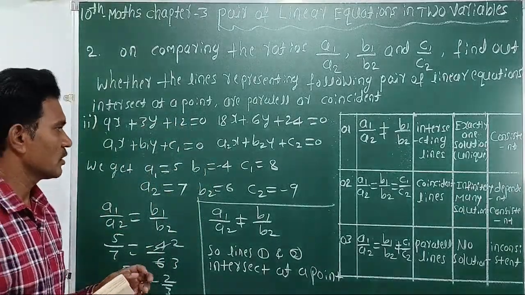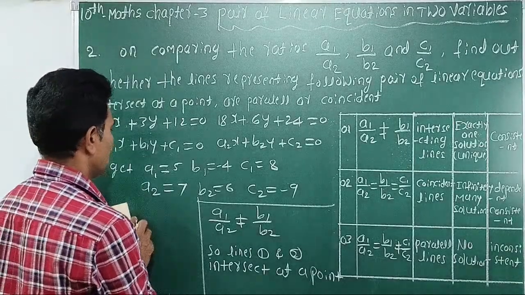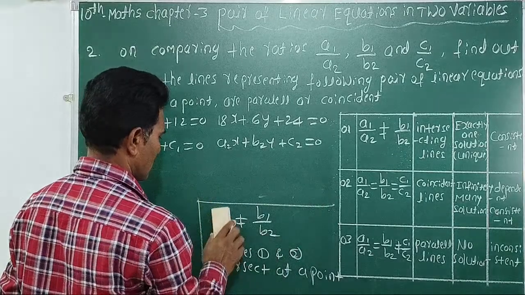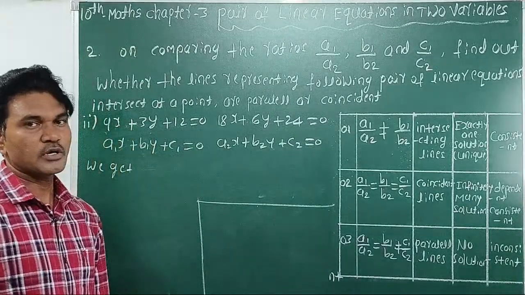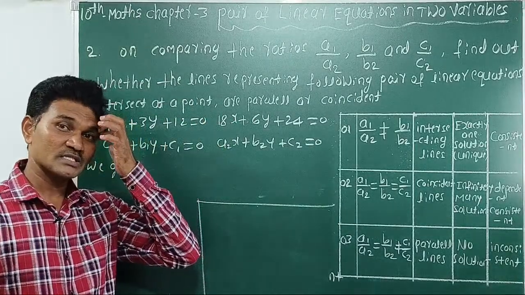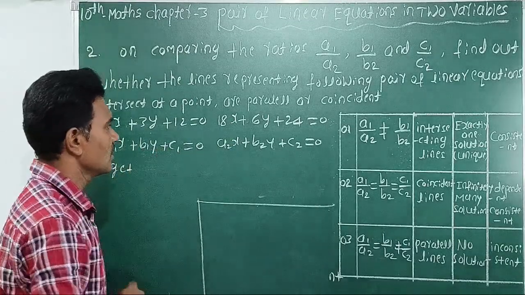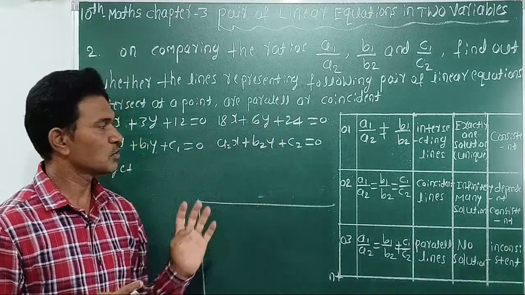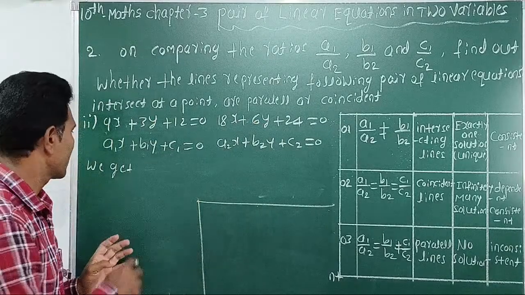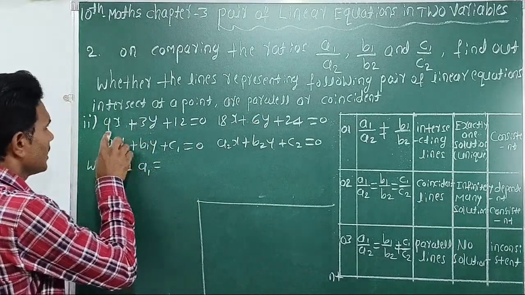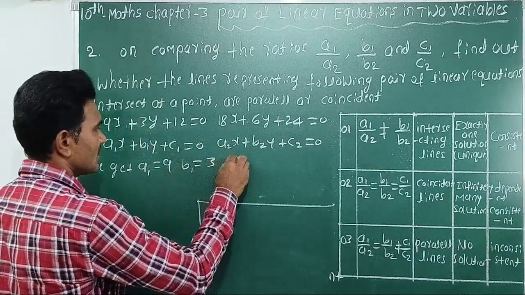In the same manner, we have to do this problem. First, we have to compare these two linear equations with the general form of a pair of linear equations, that is a1x plus b1y plus c1 and a2x plus b2y plus c2 is equal to 0. On comparing both equations, we get a1 value is 9, b1 value is 3, c1 is 12.